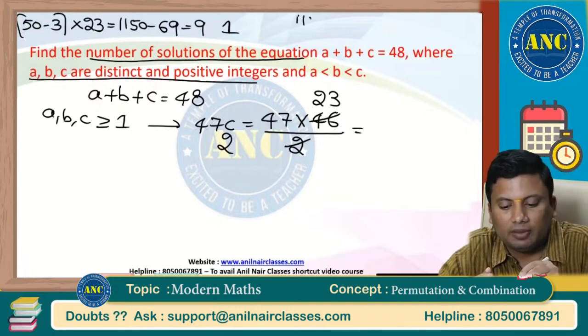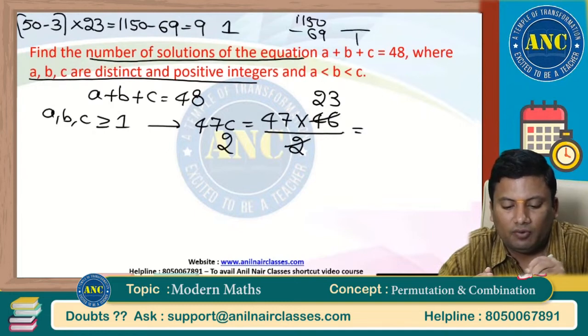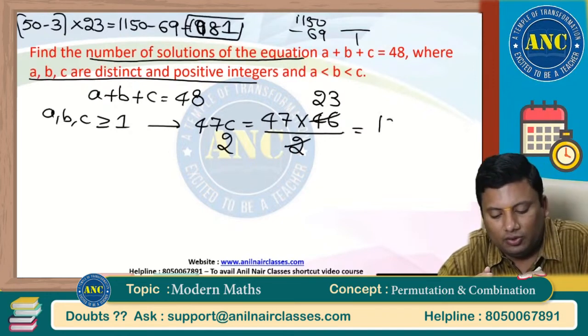So these are nothing but 1150 minus 69, which is 1081. 1081 positive integral solutions are there.